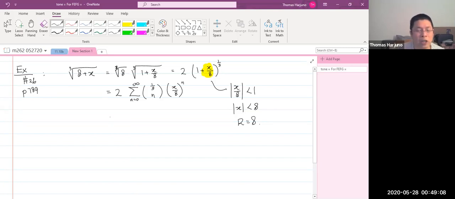Suppose I will need to expand this for the first couple of terms. Let's say I do that for the first 3 terms, so up to n equals 3. When n equals 0, that's 1. That's easy. Plus 1/3 combination 1 x over 8, plus 1/3 combination 2 x over 8 squared.